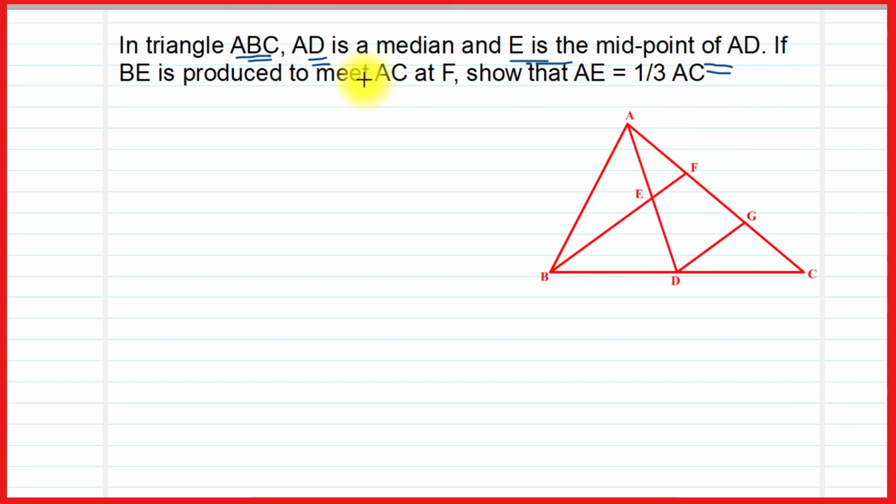If BE is produced to meet AC at F, we have to show that AE is 1/3 of AC. This is what we have to prove. To prove that, we will first draw DG parallel to BF.